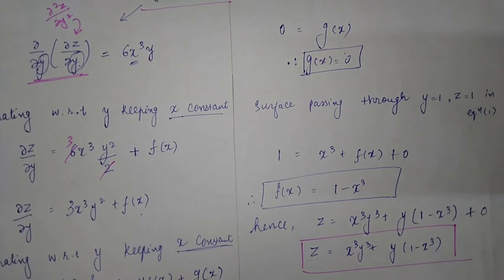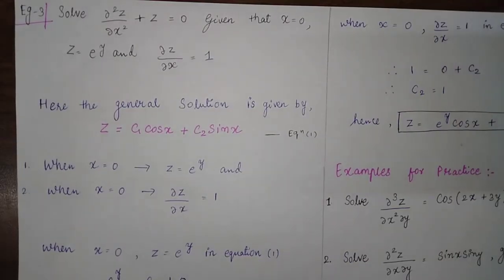So in this way you have to solve such type of examples. So now we will see the next example. Example 3. Solve del square z by del x square plus z equal to 0, given that x equal to 0 and z equal to e raised to y and del z by del x equal to 1.